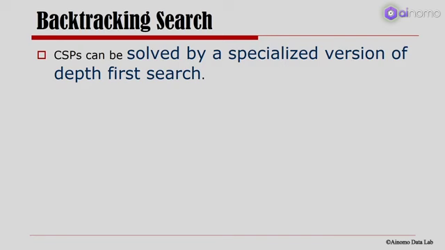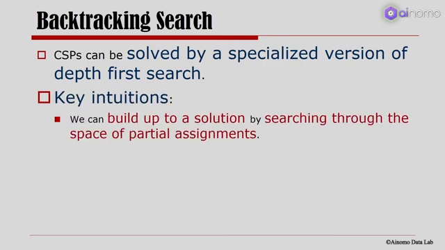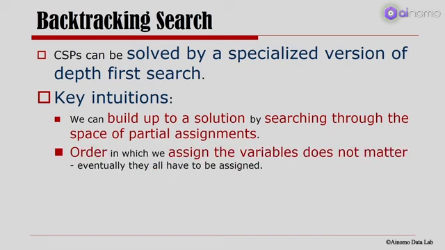CSPs are solved by this, and the search is called backtracking search. The key intuition is that we build up to a solution by searching through the space of partial assignments. The order in which we assign the variables does not matter. Eventually, they all have to be assigned.